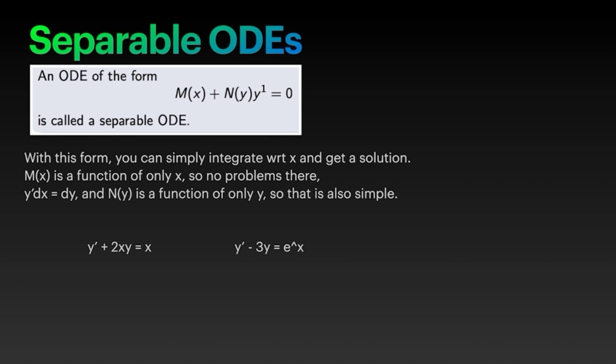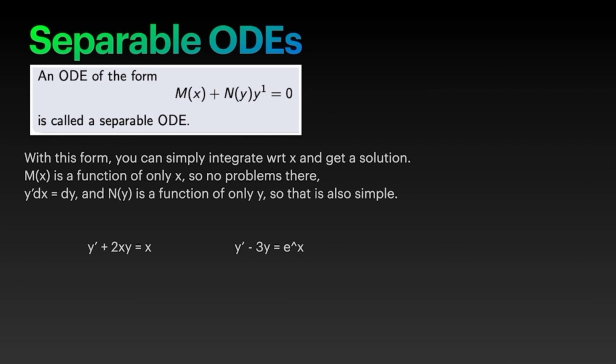Another type of differential equation is called a separable differential equation. This is a first order differential equation which can be represented as a function of x which is independent of y, plus a function of y which is independent of x multiplied by the first derivative of y. This is called separable because the x dependent terms and the y dependent terms have separated. And now you can simply integrate the whole equation with respect to x to get the solution.